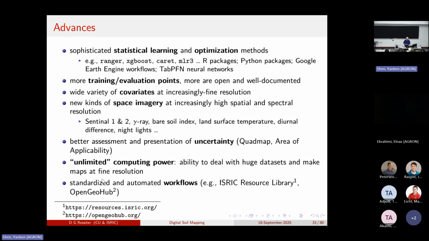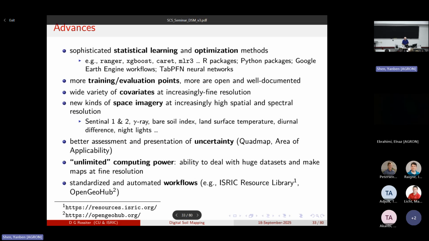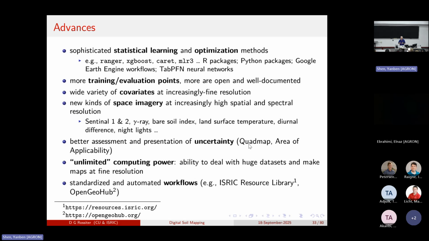So anyway, we have some automated workflows. We have some other ways to assess uncertainty. That's our current business with the uncertainty, the quantile map and the area of applicability. My colleague, Laura Poggio, that's her main activity right now with SoilGrids, trying to show you exactly the effective pixel size that really can be supported by the data. So there's a lot of advances. We know what we're doing here, right?